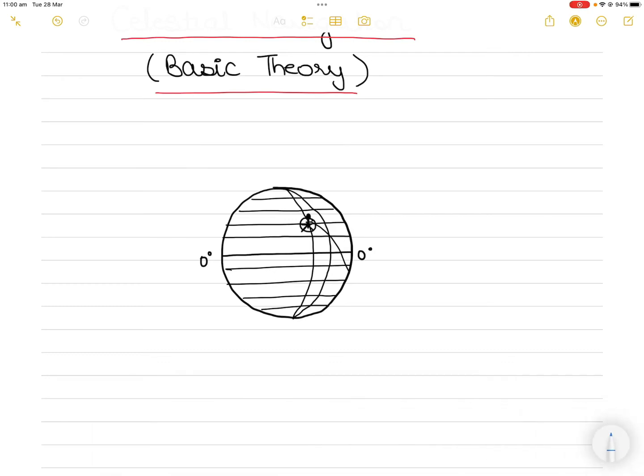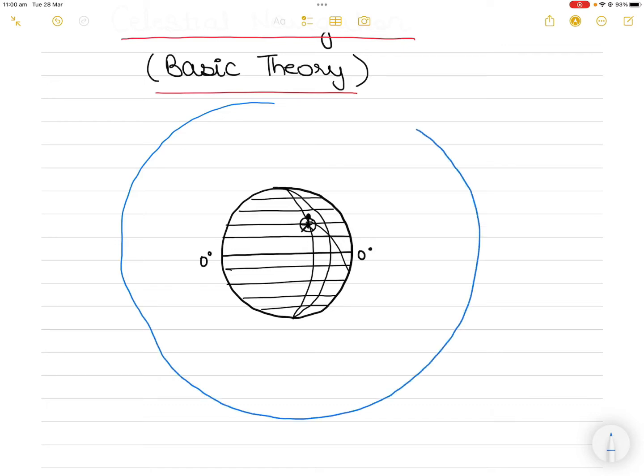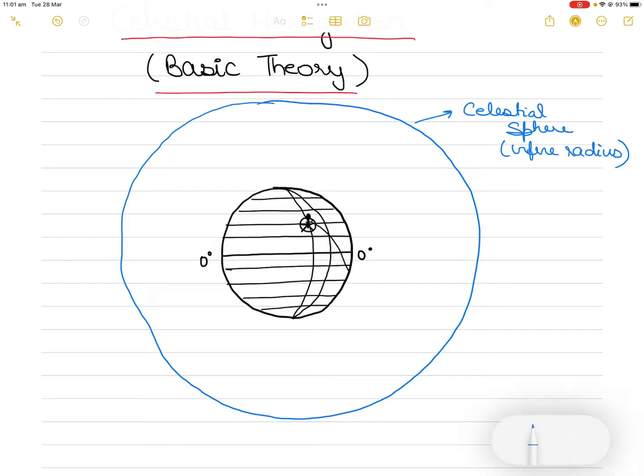Now what the celestial navigation system assumes is that around the earth, surrounding the earth, is a vast sphere of unlimited radius, the radius of which is not known. You cannot measure the radius of this vast sphere, and this is called the celestial sphere. So this celestial sphere does not have a measurable radius. It is a vast, infinite radius that surrounds the earth sphere. And what we then do is we project what we have on earth onto the celestial sphere.